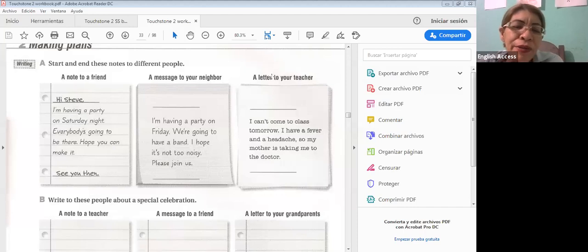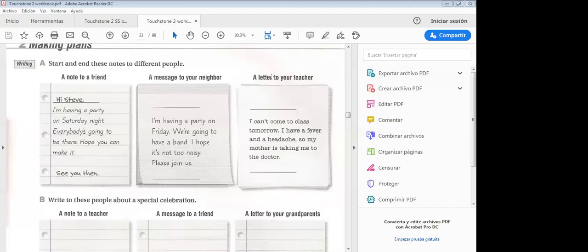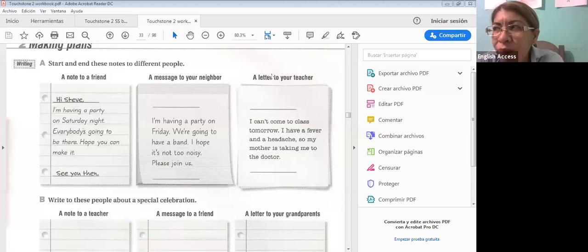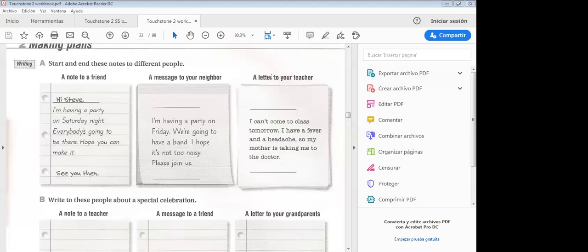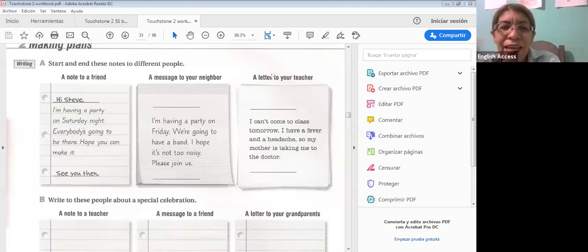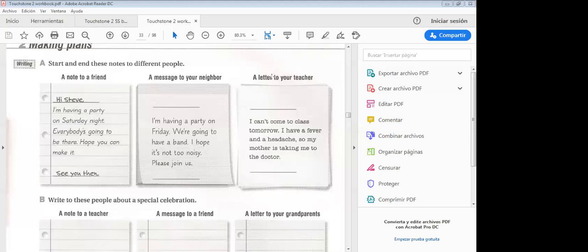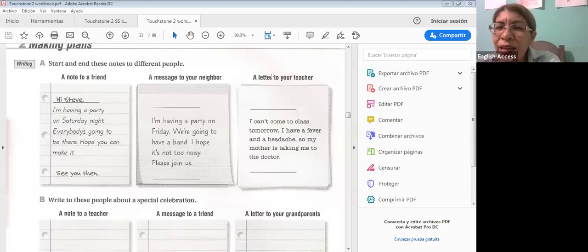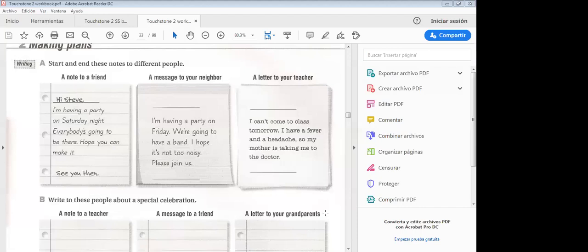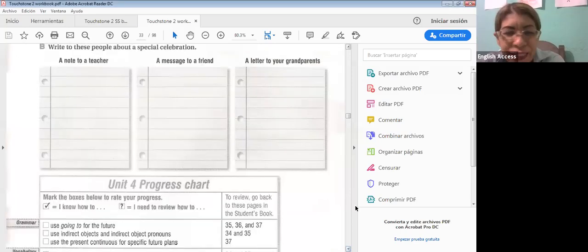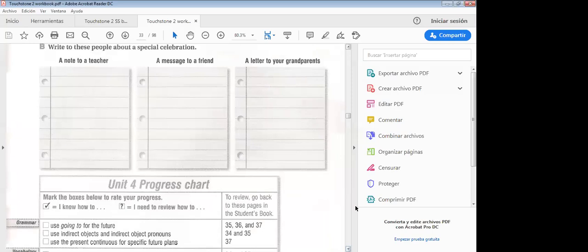What do you have, Abby? How do you start this note? I have, dear Aurora. Can you repeat again, please? Dear Aurora. And how do you end? Take care. Okay, excellent. And Damaris, a letter to your teacher. How do you start and how do you end? Hi, this is Nancy. And how do you end? See you soon.